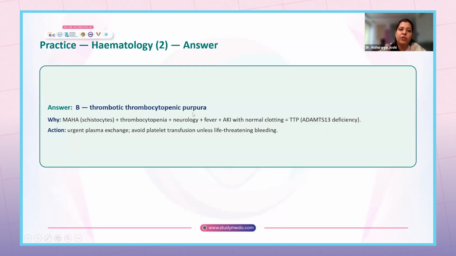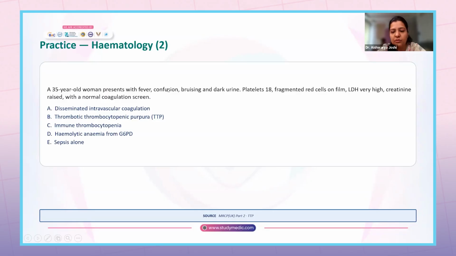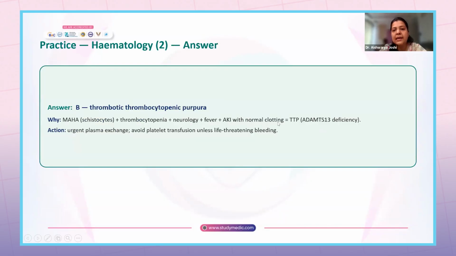This is TTP, thrombotic thrombocytopenic purpura. Why? Because there is microangiopathic hemolytic anemia as seen with schistocytes. Thrombocytopenia is there. Neurological symptoms are there, that is confusion. AKI is there with a normal clotting screen. So, this is TTP. The treatment is with urgent plasma exchange, and platelet transfusion should not be done. Why? Because if you give platelets, again it goes through the small blood vessels and gets destroyed. So there is no meaning. Plasma exchange is the treatment of choice.